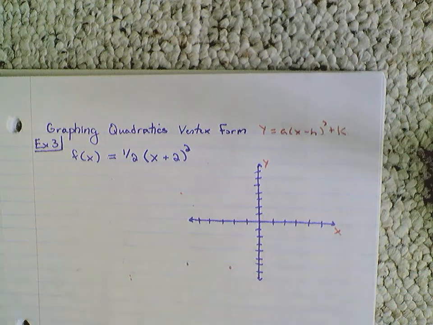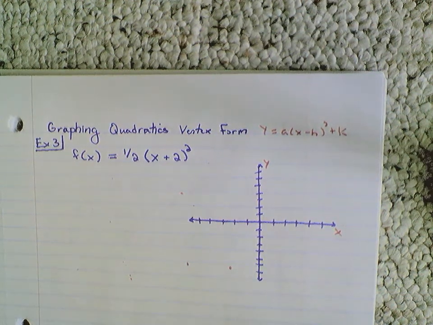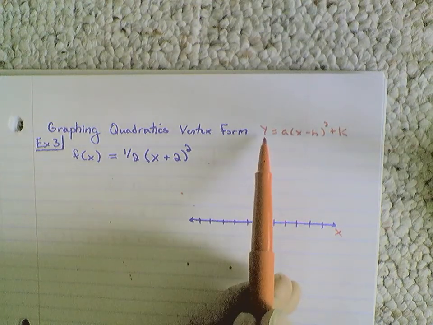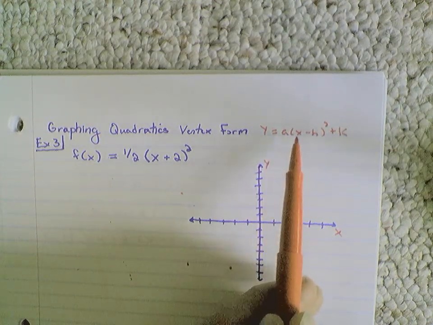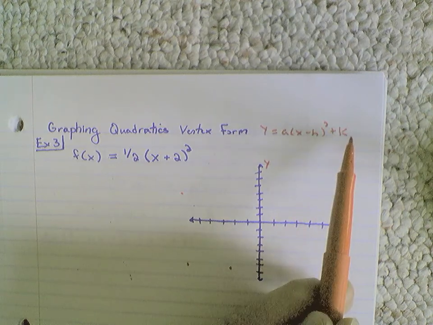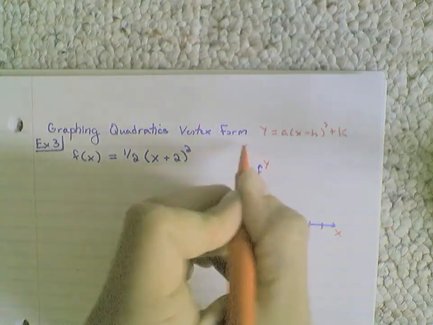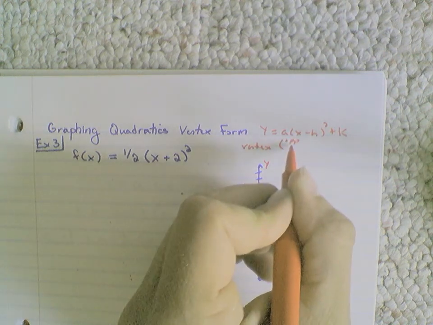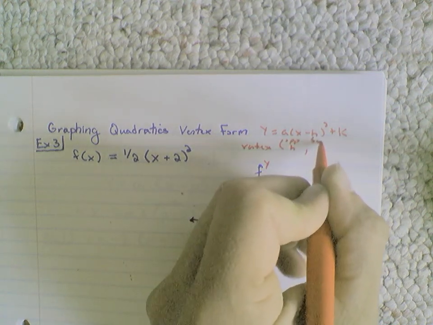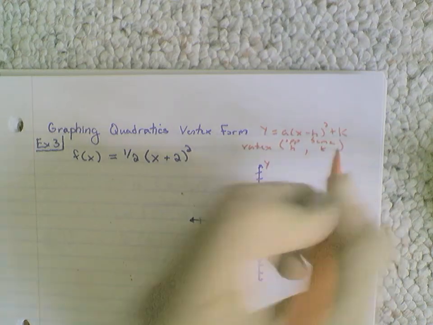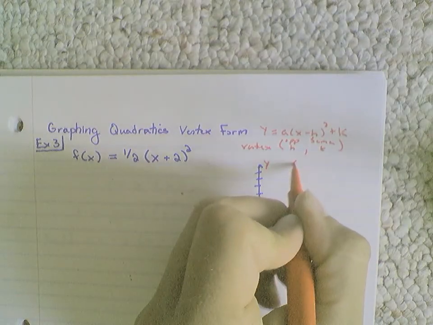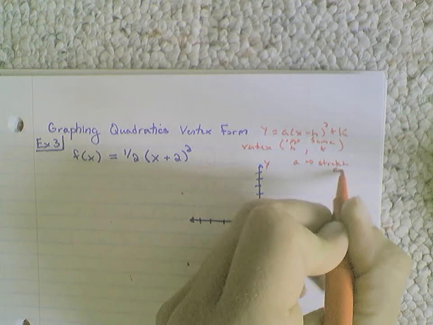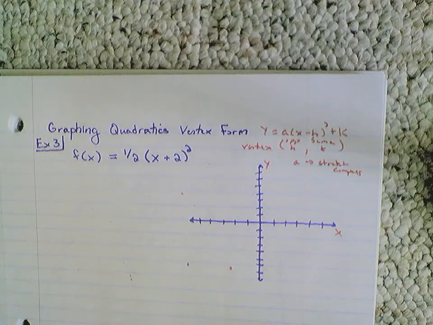Alright, I'm just going to do one more example here of graphing quadratics in vertex form. One last time. Vertex form is y equals a times x minus h squared plus k. And if you recall, your vertex will always occur at the opposite of the h and the same as the k value. We'll also use a as our stretch or the compress of the function.